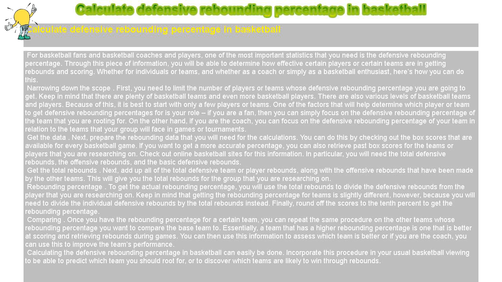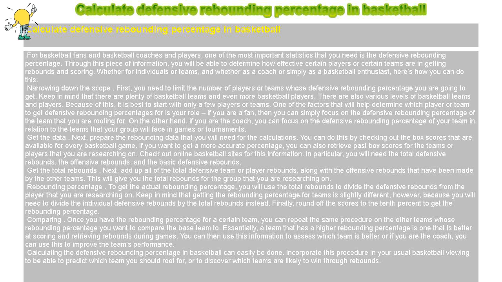Comparing. Once you have the rebounding percentage for a certain team, you can repeat the same procedure on the other teams whose rebounding percentage you want to compare the base team to. Essentially, a team that has a higher rebounding percentage is one that is better at scoring and retrieving rebounds during games. You can then use this information to assess which team is better, or if you are the coach, you can use this to improve the team's performance.